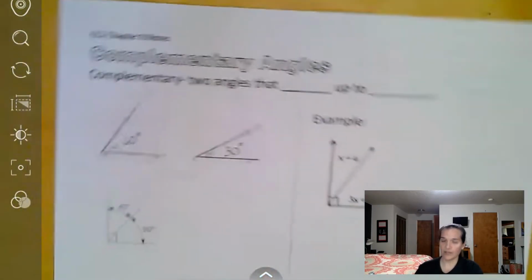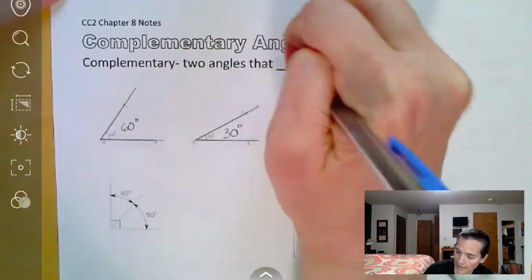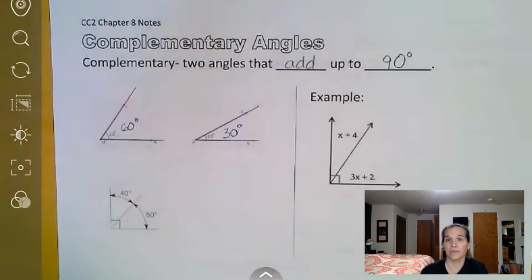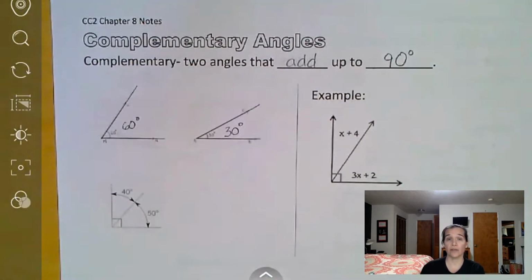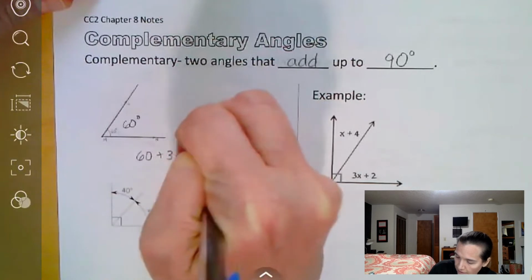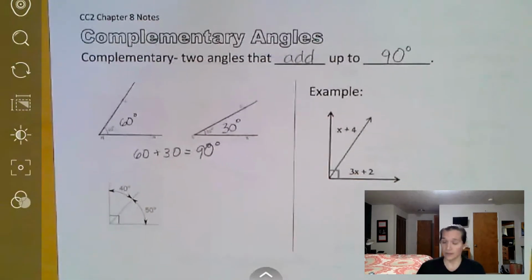All right, and then we come to complementary angles. Complementary angles are two angles that add up to 90 degrees. And in this case, the angles can be together, they can be separate. There's all kinds of ways they can be shown. For example, over here, these two angles, one is 60 degrees, one is 30 degrees. If I add 60 plus 30, I get 90 degrees. Whoa, little mistake there. And 90 degrees means it's complementary.